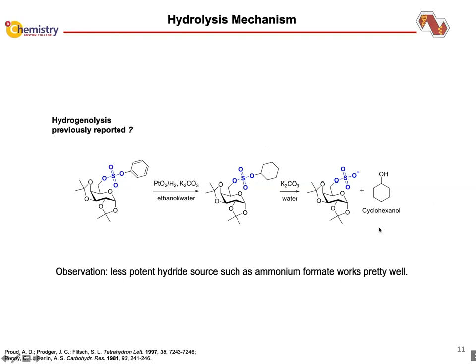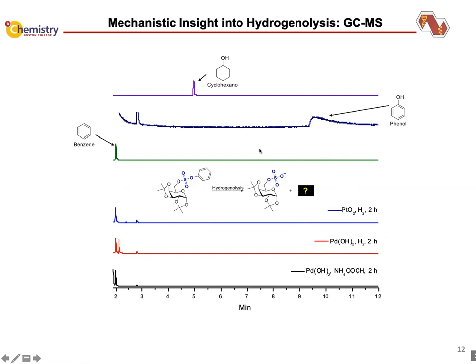We were initially a little bit troubled by this mechanistic hypothesis, because we have observed that a less potent hydride source such as ammonium formate works pretty well in this reaction too. And it is pretty well established that this particular reagent, ammonium formate, cannot efficiently hydrogenate aromatic structures. So then what happened? We did our own study to probe the mechanism of this reaction.